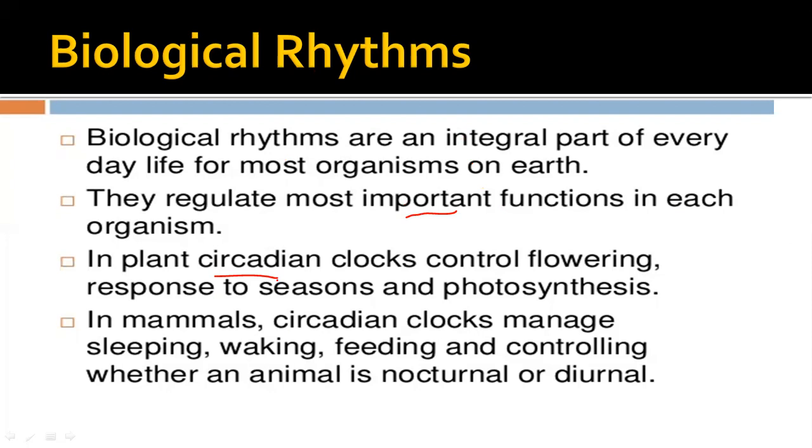In plants, circadian clocks control flowering, response to seasons and photosynthesis as well. So what are circadian clocks? We'll see in the next slides. In plants, we know that flowering is controlled, occurring at a specific time period of the day as well as of the season. So plants flower, and they respond to the seasons also. In mammals, circadian rhythm manages lots of different types of behaviors like sleeping, waking, feeding, and controlling different mechanisms. They can be nocturnal or diurnal.